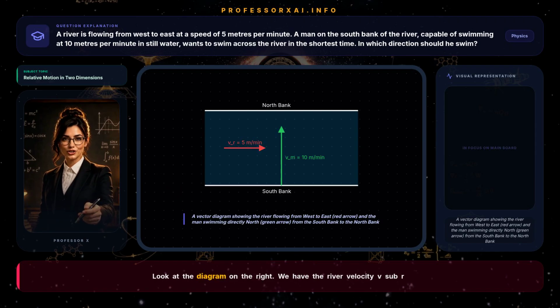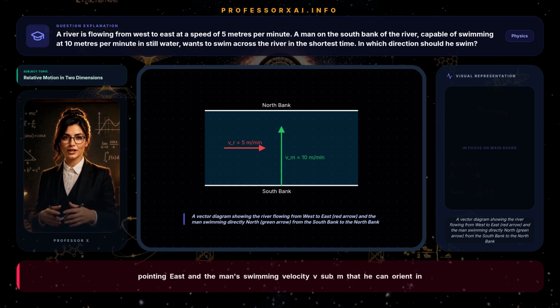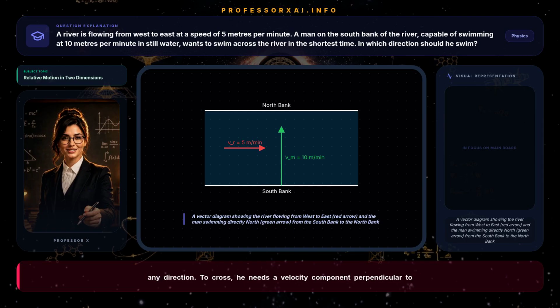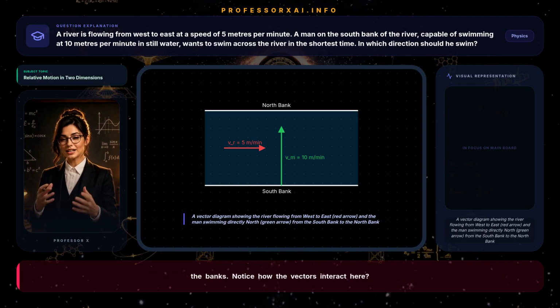Look at the diagram on the right. They have the river velocity v sub r pointing east and the man's swimming velocity v sub m, which he can orient in any direction. To cross, he needs a velocity component perpendicular to the banks. Notice how the vectors interact here.